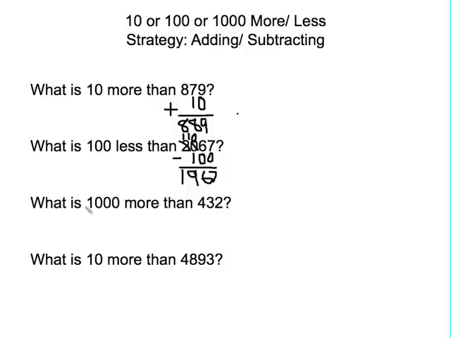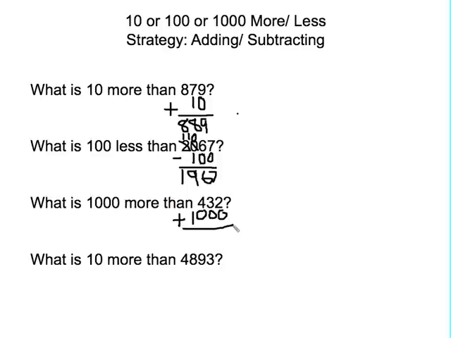This next one says, what is 1000 more than 432? More is telling me that I need to add. And again, the biggest thing is you really have to make sure you get everything lined up correctly. I only have hundreds, tens, and ones here. I don't have any thousands. That means I need to create a thousands column and put my 1 in it. Then I have my 0 hundreds, my 0 tens, and my 0 ones.